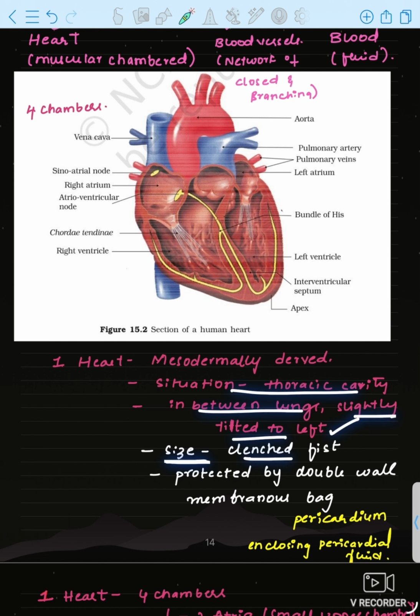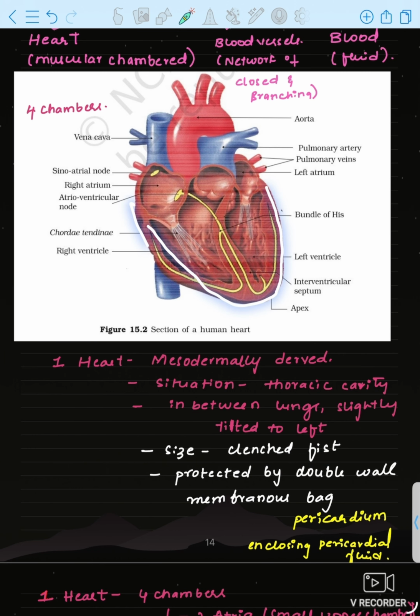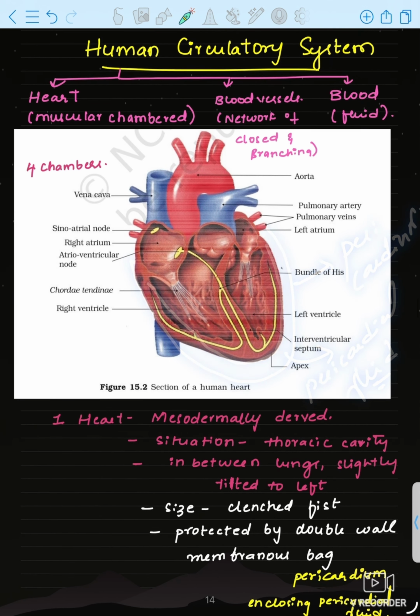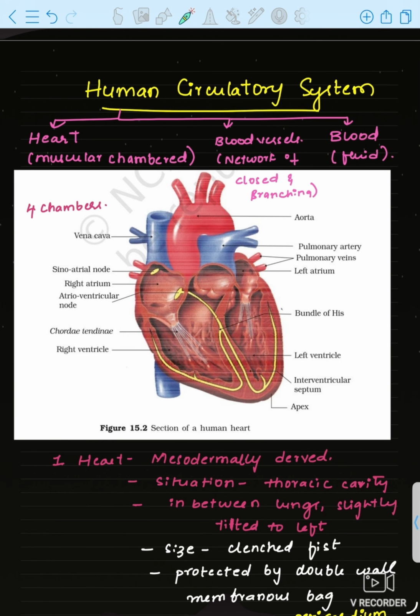See, what is the size of the heart? Clenched fist. If you close your fingers and thumb, the size you can notice is called a clenched fist. This heart is covered by a double membranous bag, that is called the pericardium. In between the pericardium layers, pericardial fluid is there.